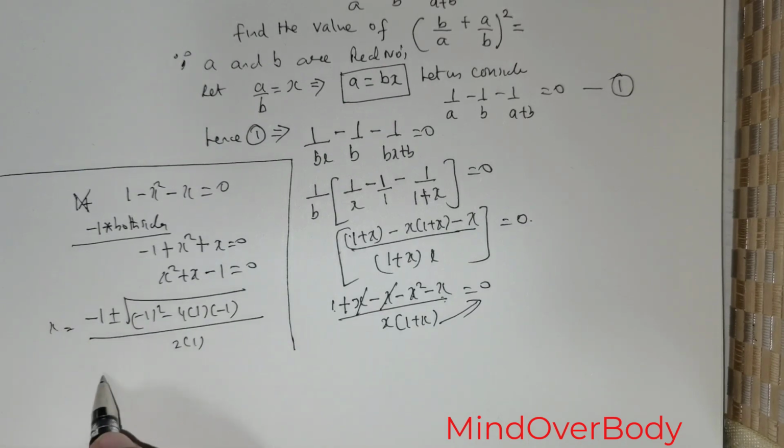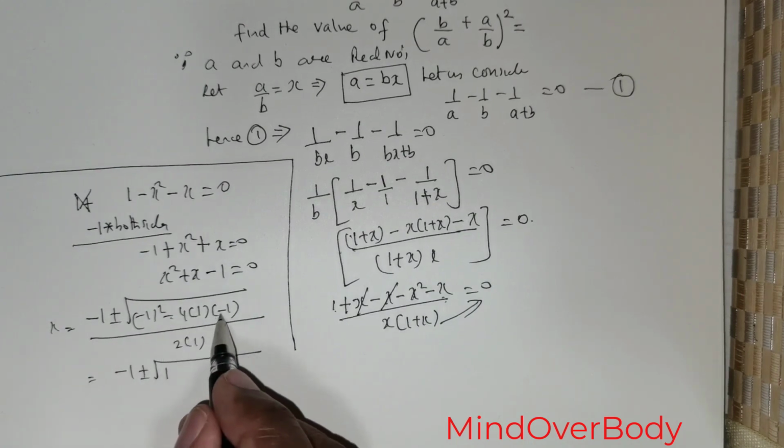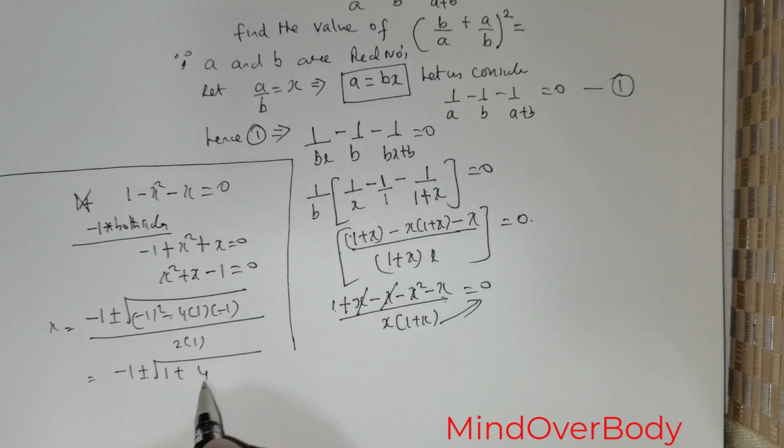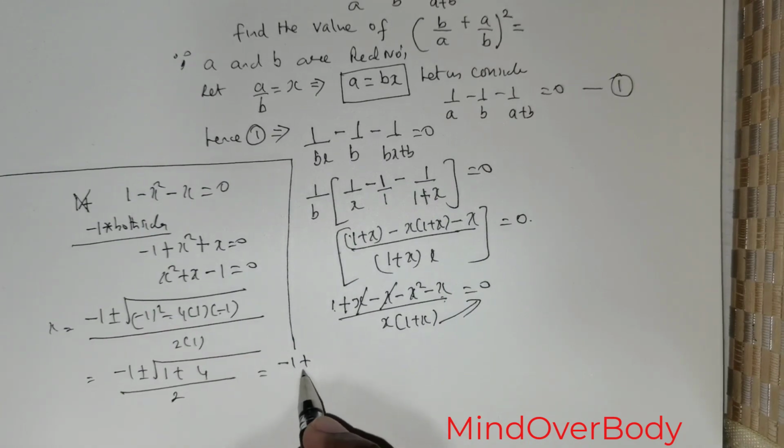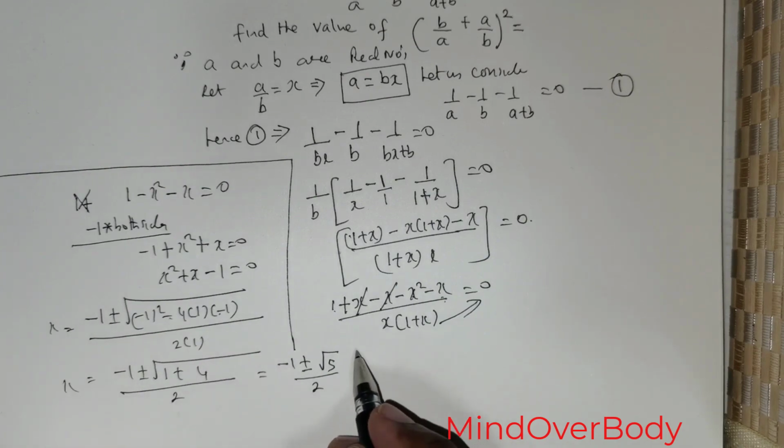This is my x. This is negative 1 plus or minus 1. Negative times negative is positive. I get a 4 divided by 2. I can rewrite this as negative 1 plus or minus root of 5 divided by 2. So I get two values.